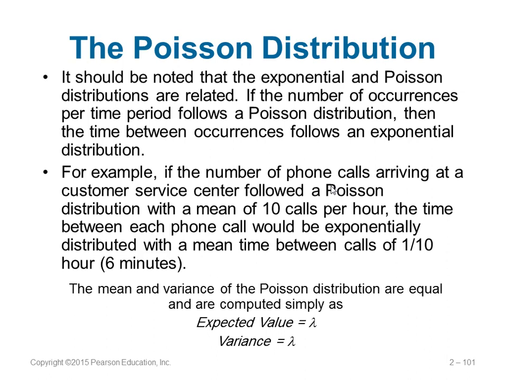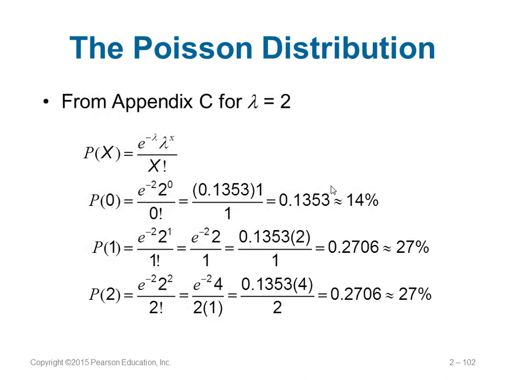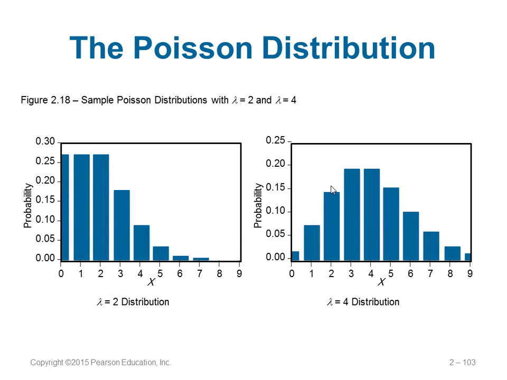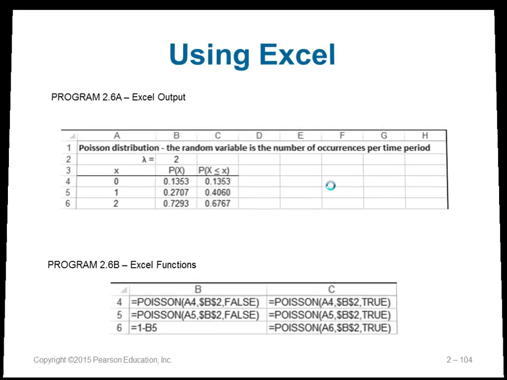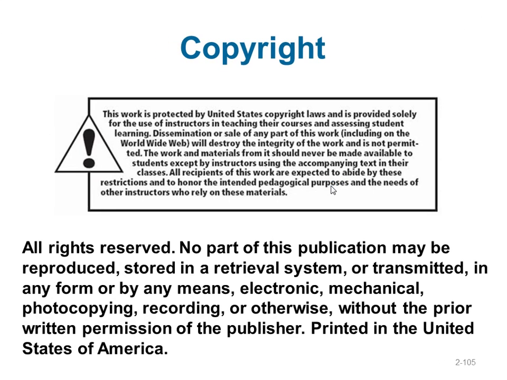In the case of the Poisson distribution, it is unique in that the expected value and the variance are the same. They are both lambda. So you can calculate the probability of getting 0, 1, 2, 3. You have to use the appendix to get the values for e power minus lambda. You can represent them for different values here. You can also represent them in Excel. So this completes this chapter.